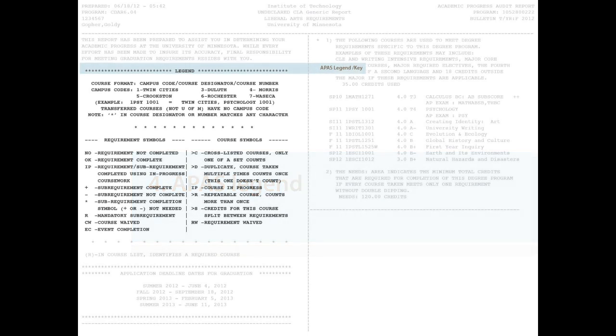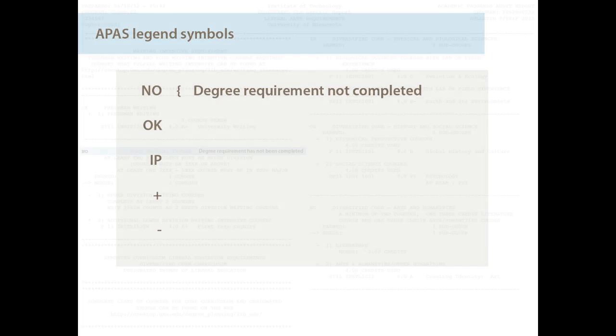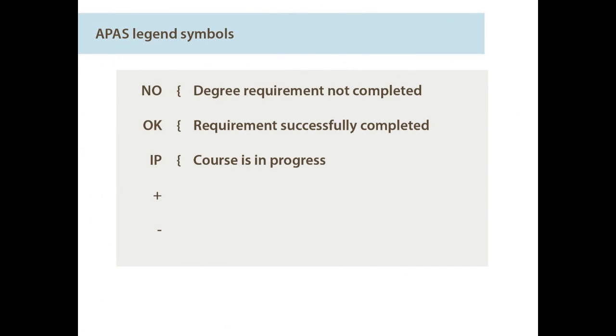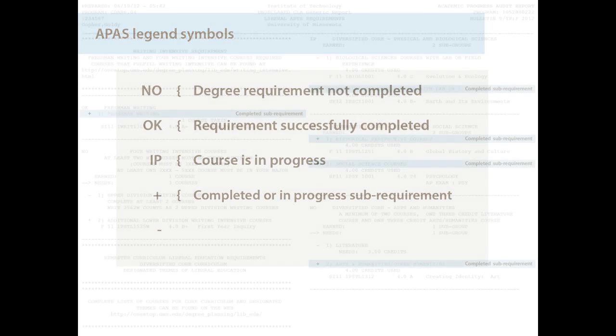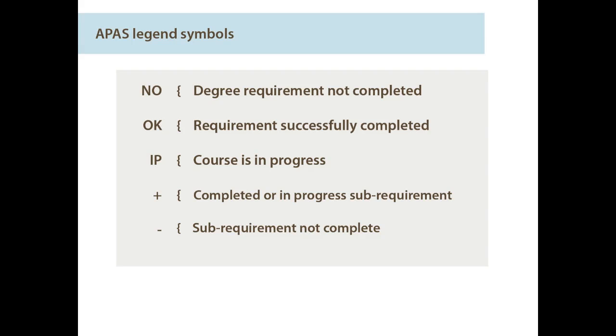On your APAS, you'll also find a legend or a key to deciphering the symbols used on your audit. Become familiar with at least these 5 symbols. No means that you have not completed a degree requirement. Okay means you have successfully completed a requirement. In progress will show when courses you are using to complete that requirement are still in progress. You'll see a plus symbol next to completed or in progress sub-requirements, and the minus symbol is simply the opposite of the plus symbol. If you haven't completed a sub-requirement, you'll see it listed.